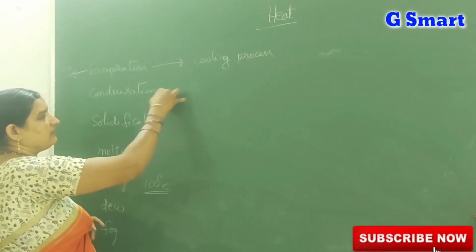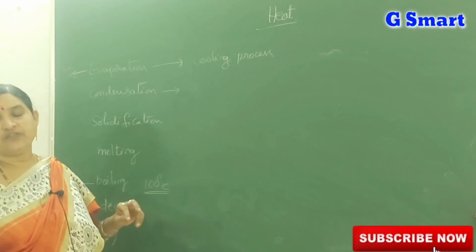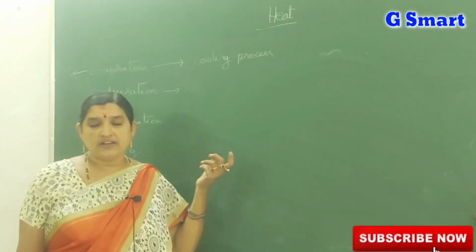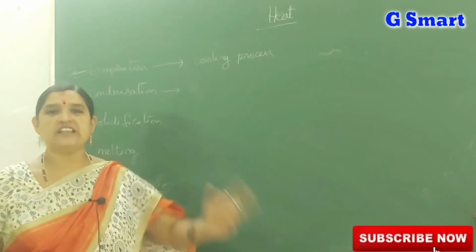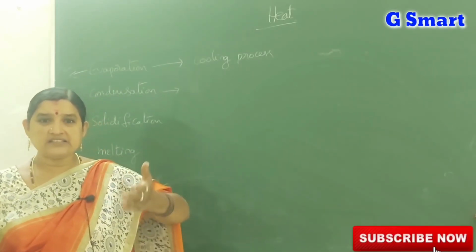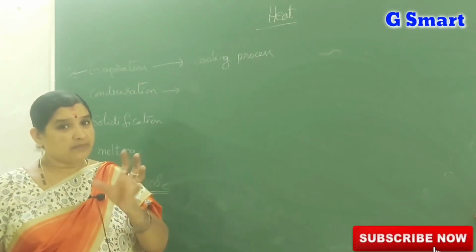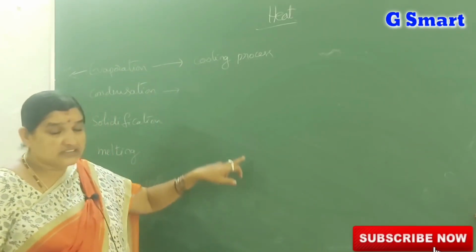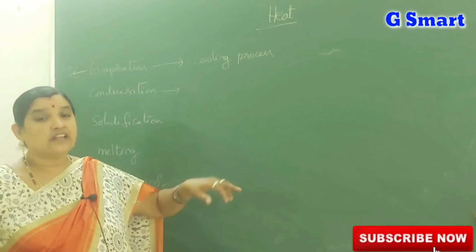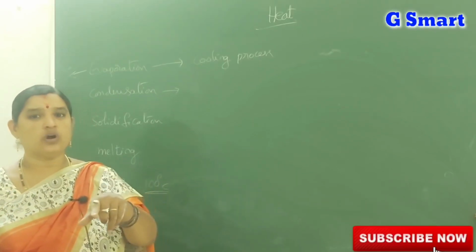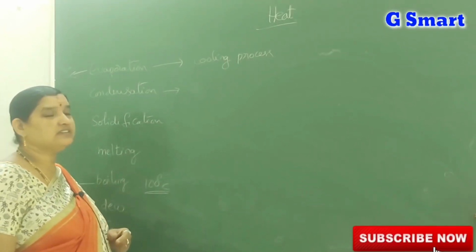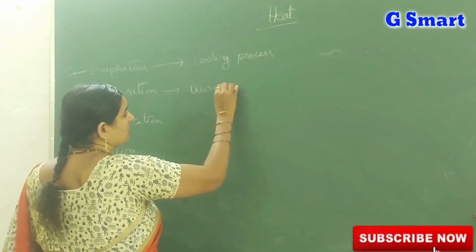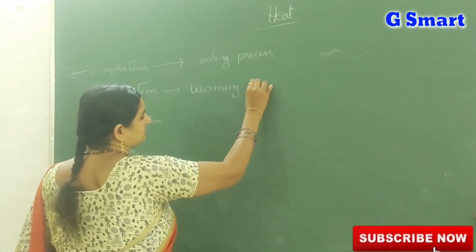Next, condensation. Water vapor changing its state from vapor to liquid is called condensation. In the process of condensation, water vapor loses its energy. Then it condenses as water. What happens to that energy? That energy enters the atmosphere. So when condensation takes place, the surrounding atmosphere becomes warm. Condensation is a warming process.